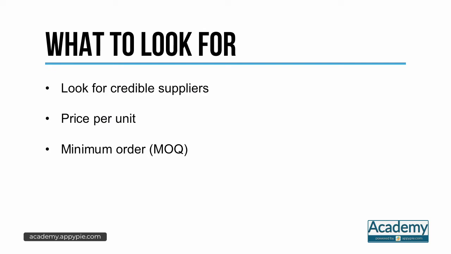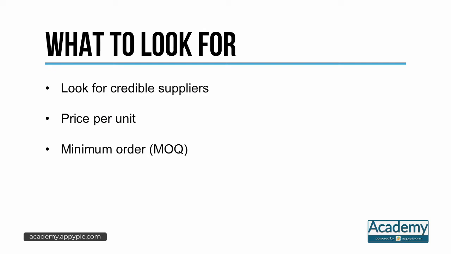And first of all, you want to look for credible suppliers. In other words, is there a supplier that you can trust? You also want to look at the price per unit. What does each unit cost you? And that way you can come up with your profit margin if you know the true cost for each item you're buying. And then there's the minimum order, or the MOQ. And MOQ stands for minimum order quantity. And it's the least amount you have to order in order to do business with a wholesaler.